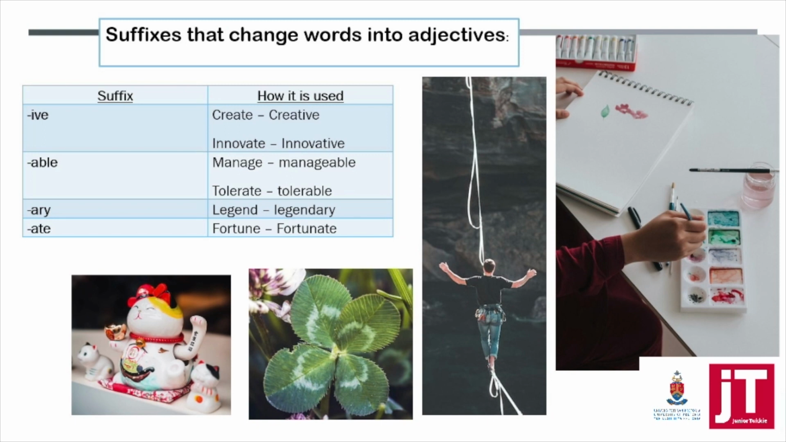I will manage is the root word. It's the base. Manageable turns it into an adjective, right? The task is manageable. Tolerate becomes tolerable. Airy, legendary, ordinary, things like that, suddenly become adjectives. Do you see? ATE, fortune, fortunate.